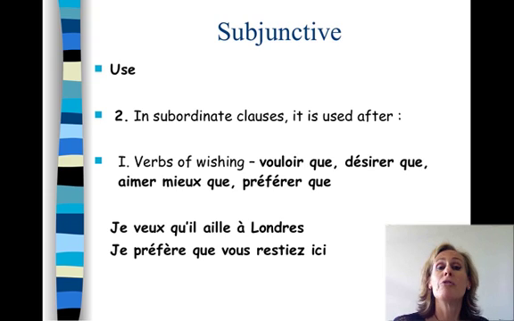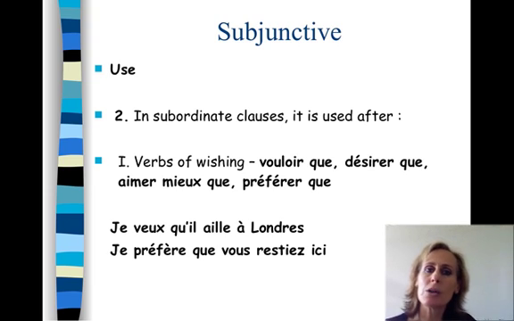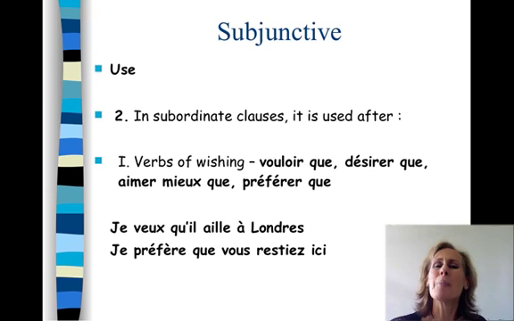First of all, verbs of wishing. Things like vouloir que. That's actually one of the most common uses. You will see je veux que, tu veux que, il veut que. Désirer que. Aimer mieux que, préférer que. Je veux qu'il aille à Londres. Je préfère que vous restiez ici. I want him to go to London. I prefer that you stay here.